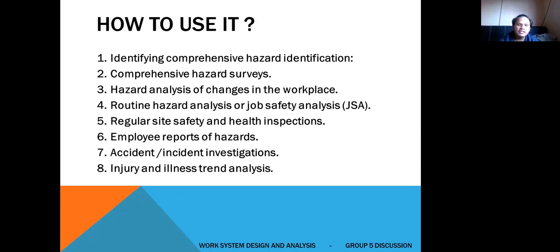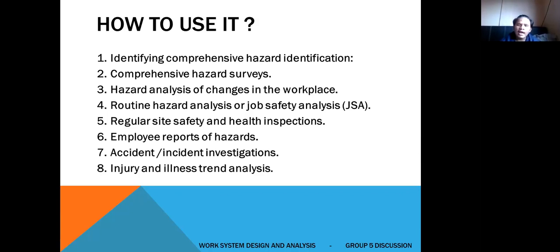The five is regularly site safety and health inspection. The six, employee reports of hazard. So this is important. We as employees should not hide any possible hazard. We have to report to our manager or our supervisor about the hazard we got. The seven is accident or incident investigation.